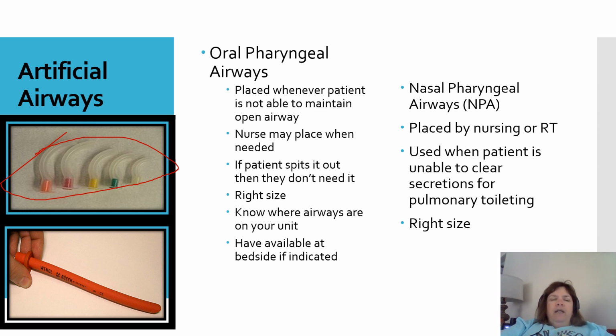The other one is a nasal trumpet or a nasal pharyngeal airway. That's this one. You can see it kind of has a pointy end, but it is a soft, flexible tube. It's called a nasal trumpet because what you see out of their nose looks like a trumpet, like the musical instrument, a trumpet. It's usually placed by RT. It will be lubricated, and it's used when the patient is unable to clear their secretions up for pulmonary toileting. You want to, again, use the right size. And it gives a path for suctioning.